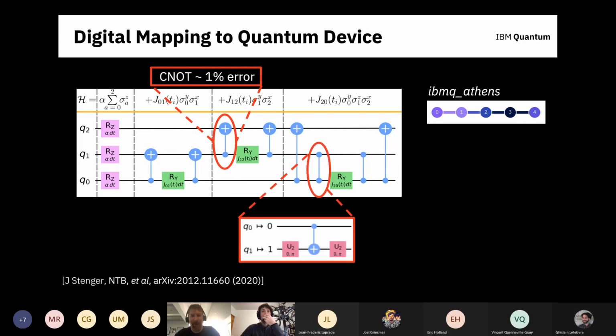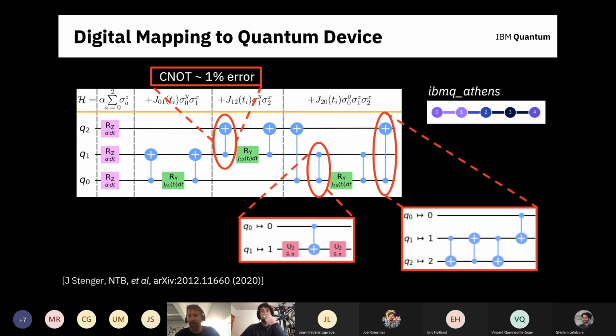So let's look at some other gates. We've got these controlled Zs here. These also have CNOTs in them, so I'm going to have 1% error plus a couple of single qubit errors. And if I look at this other CNOT over here, that's going to require a swap, because these qubits are arranged in a line and I can't directly do a quantum operation between Q0 and Q2, so I have to do the swap operation. So this is going to be 4 CNOTs.